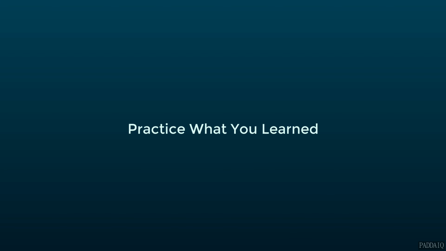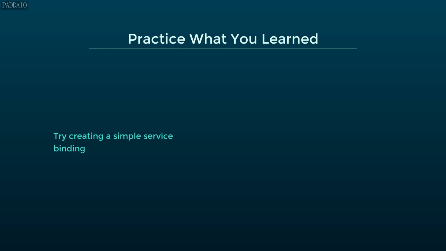Practice what you learned in this module. Try creating a simple service binding. This means connecting your app to a BTP service, like linking a power cord to an outlet. For example, bind a weather service to your travel app so it can fetch forecasts. This hands-on step makes the service's data or functions available to your application, solidifying your understanding.